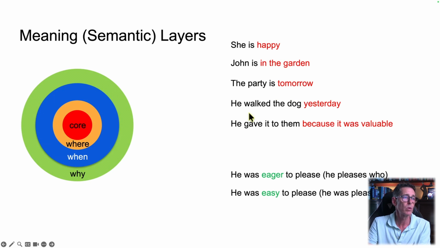In the case of "he walked the dog yesterday," "he walked the dog" is the core, and "yesterday" surrounds it as when. And we can also take a core like "he gave it to them," and then we can give a reason for it: because it was valuable. The reason sits at the outermost extremity, and "he gave it to them," again, is in the core. So it's allowing us the capability, without much effort, to include time and space. He gave it to them yesterday in the garden because it was valuable.